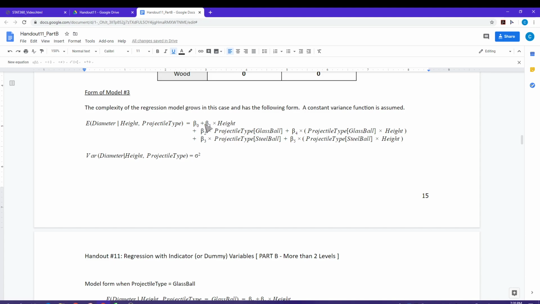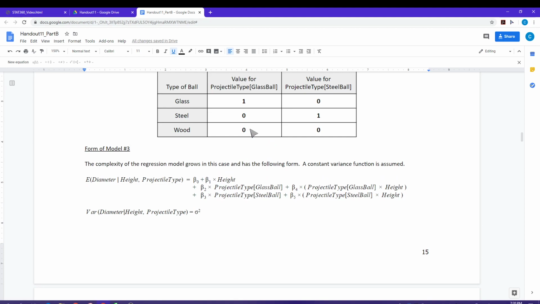And this here, the beta 0 plus beta 1 height, is going to be the y-intercept and slope for the wood ball. So recall, wood is going to have 0 for projectile type glass, and it's going to have 0 for projectile type steel. So all of these terms here are going to go away when I'm talking about the wood ball.